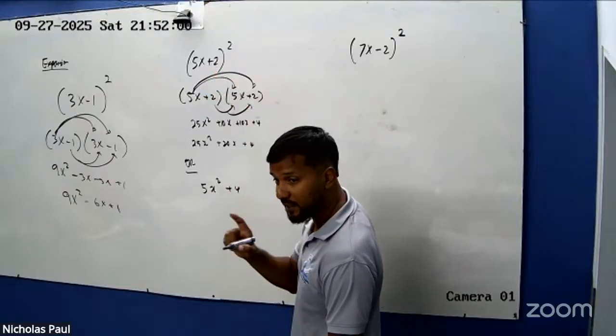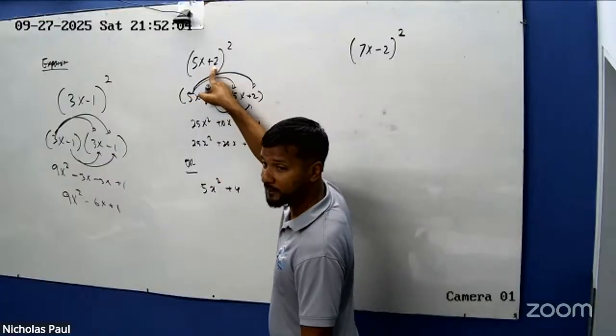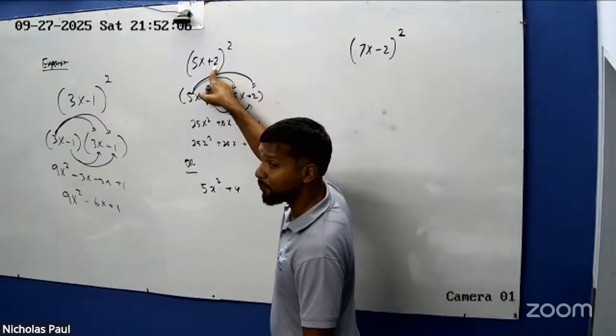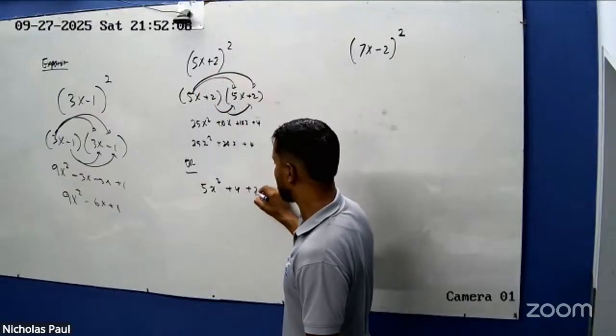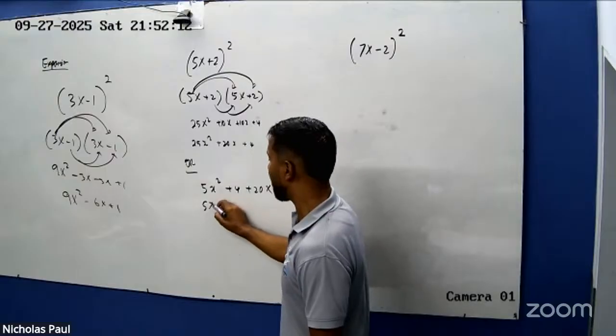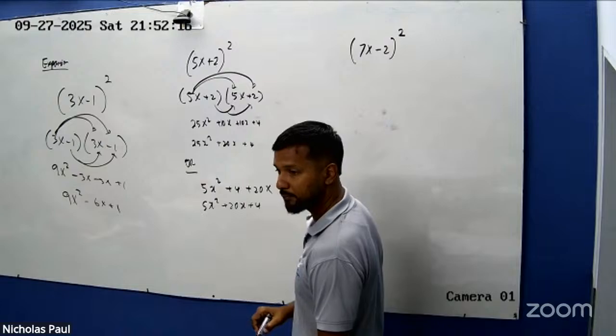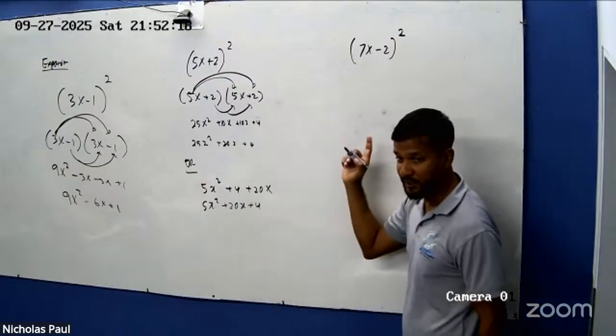And then here's what you're doing. 5x by 2 is what? 10x, and you multiply that by 2. And you will get the squared term, the x term, then the constant. Okay? Watch it here.